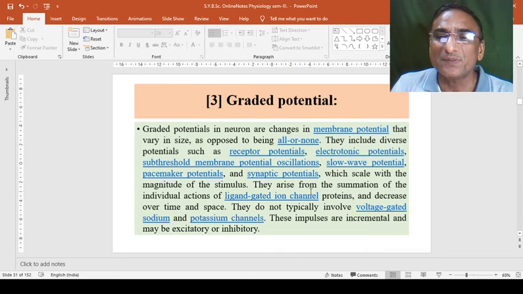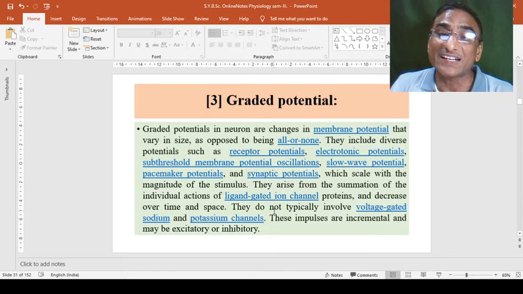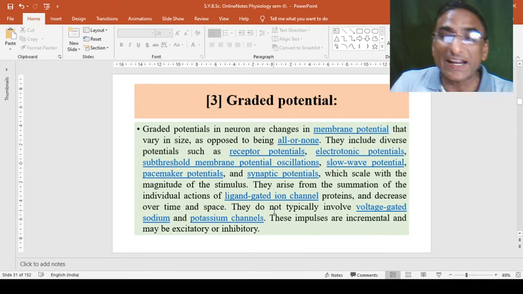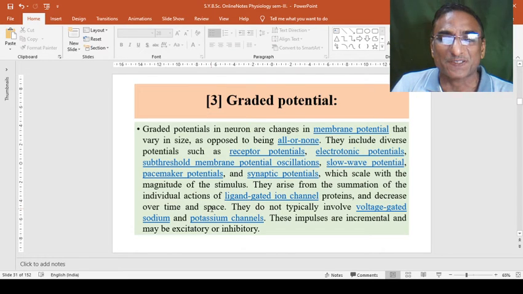They arise from the summation of the individual actions of ligand gated ion channels. This is the ligand gated ion channel of proteins, and it decreases over time and space. They do not typically involve voltage gated sodium and potassium channels. These impulses are incremental, meaning they increase accordingly, and may be excitatory or inhibitory.